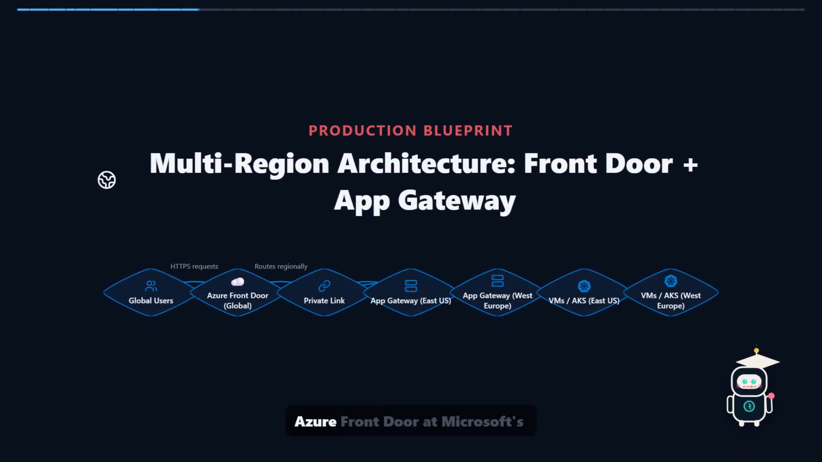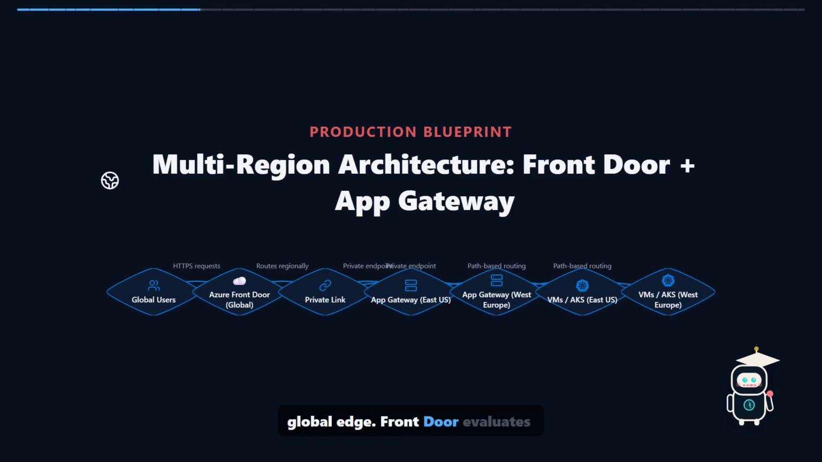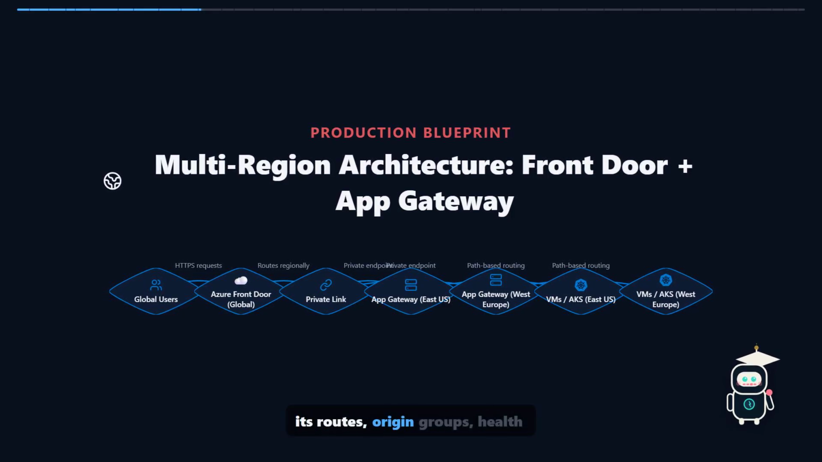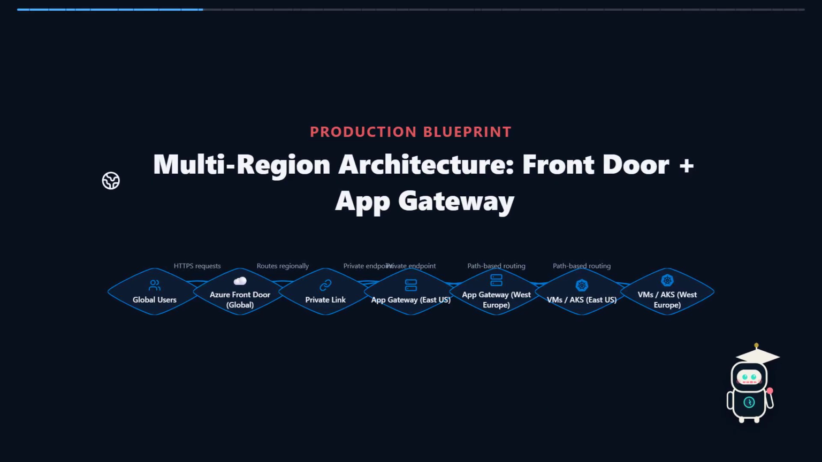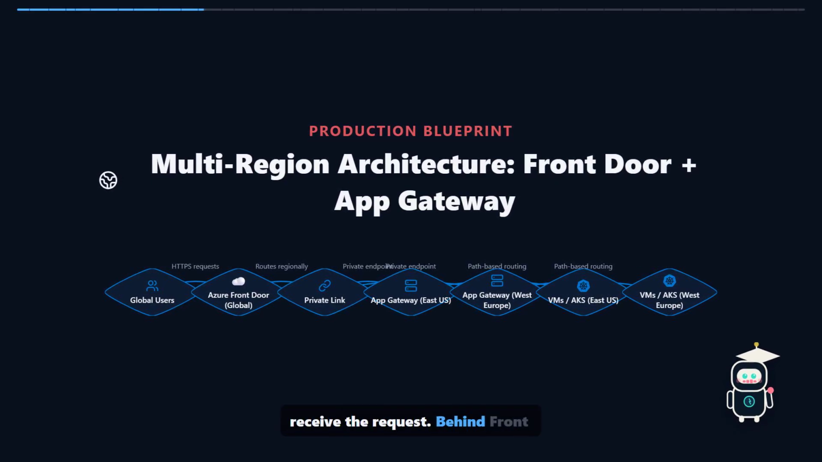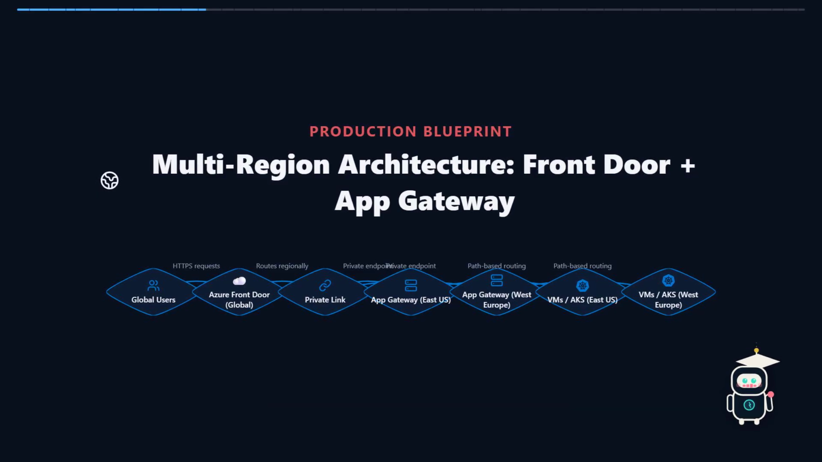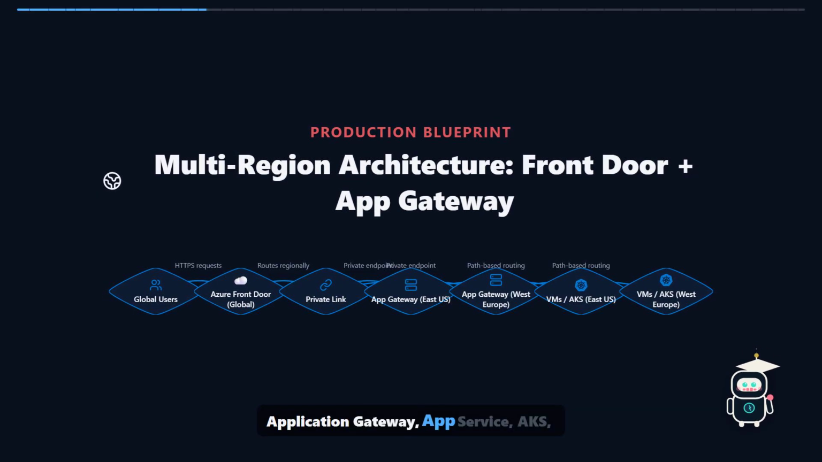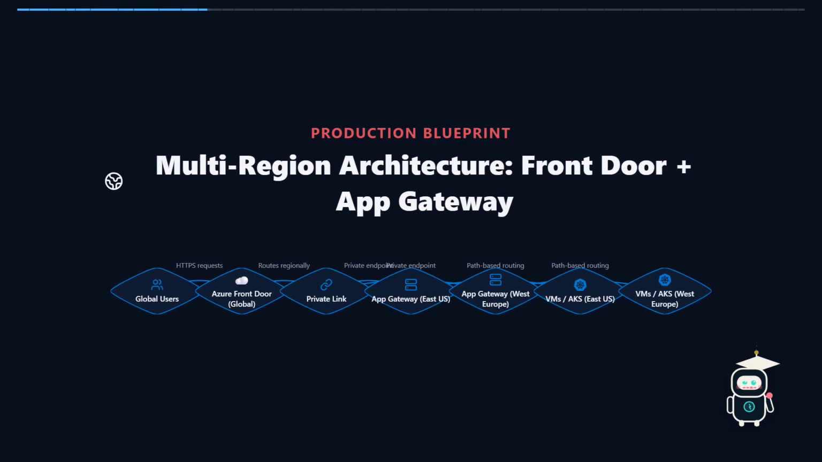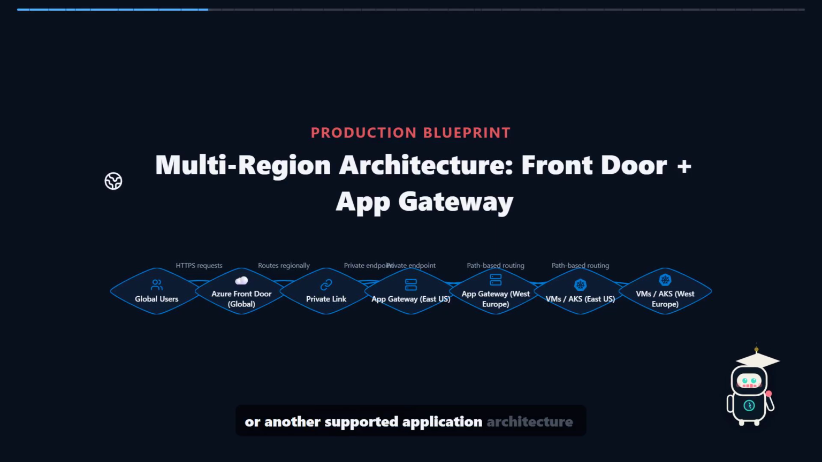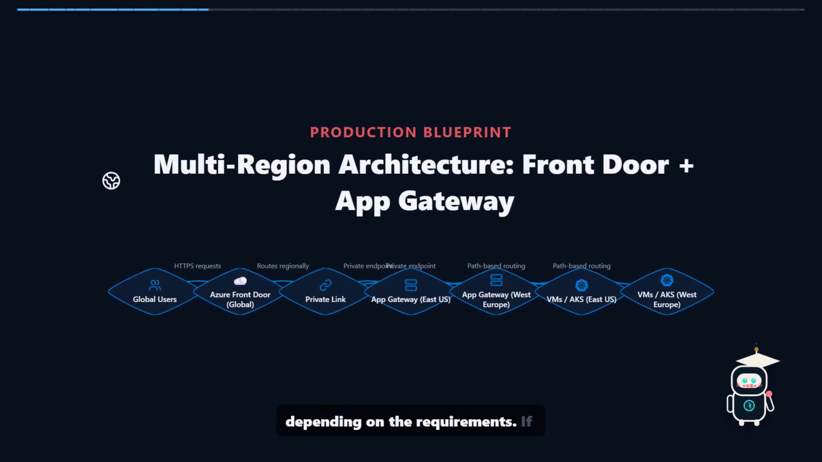Users connect to Azure Front Door at Microsoft's global edge. Front Door evaluates its routes, origin groups, health probes, and load balancing configuration to decide which healthy origin should receive the request. Behind Front Door, we deploy regional application environments. Each region might contain Application Gateway, App Service, AKS, or another supported application architecture depending on the requirements.